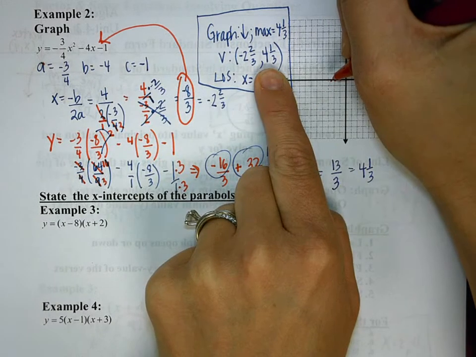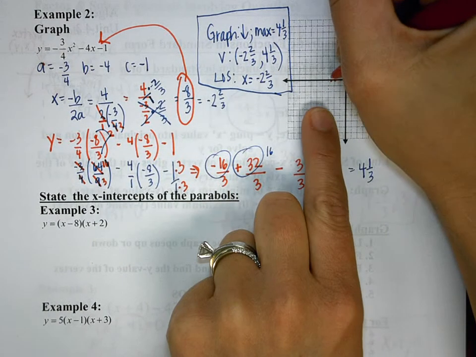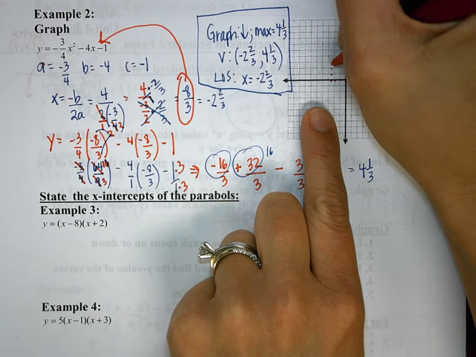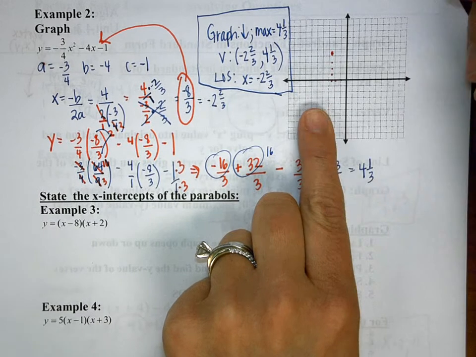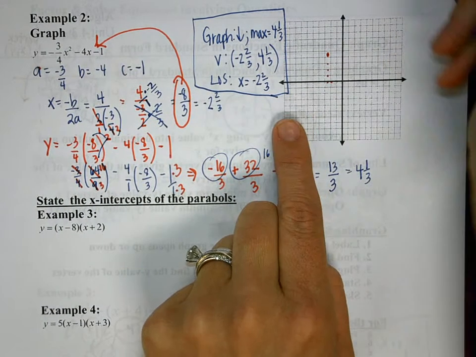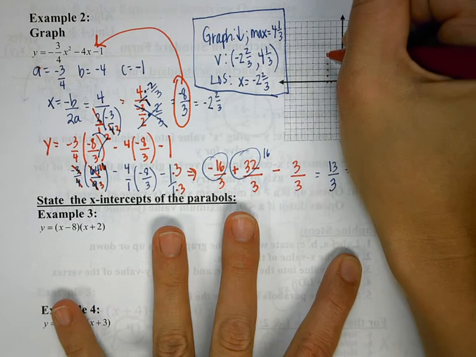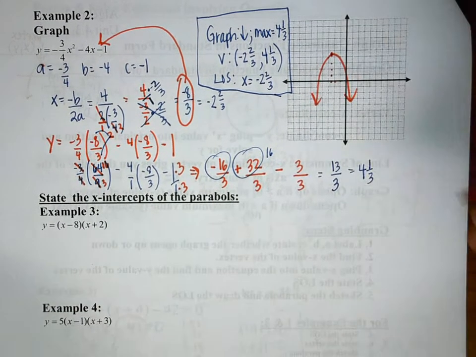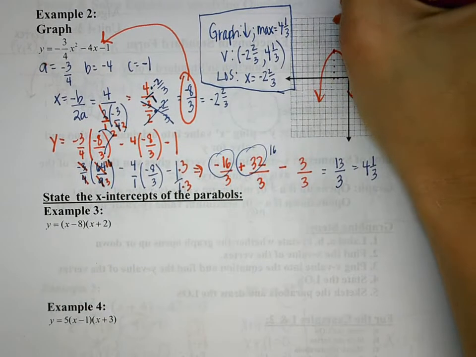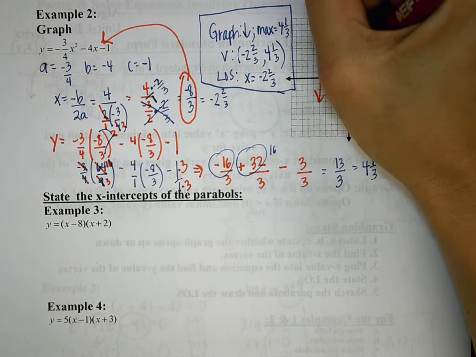Then I have to go up 4 1/3. So same thing, I'm going up 1, 2, 3, 4, and then 1/3. I'm just going to go up a little. So this is my vertex right here. We said that the graph is going down. And then your line of symmetry is in the middle right there through your vertex.